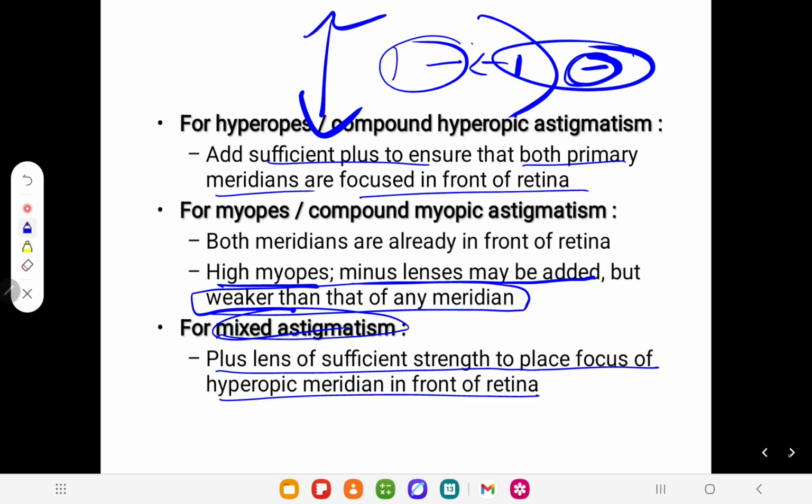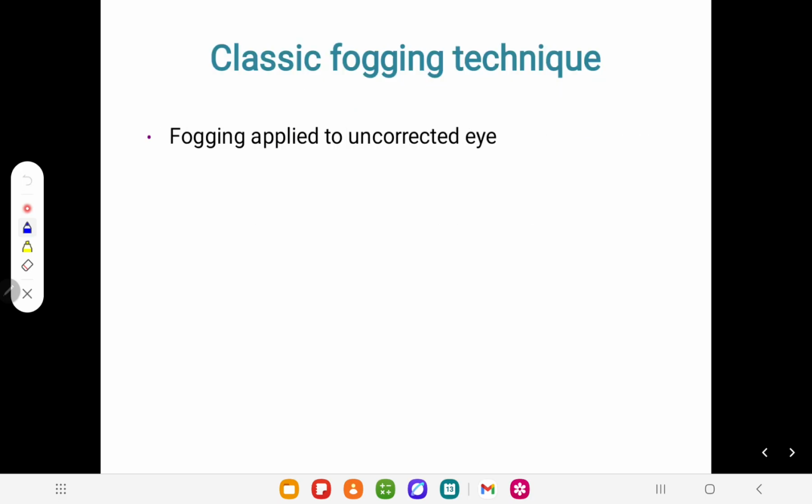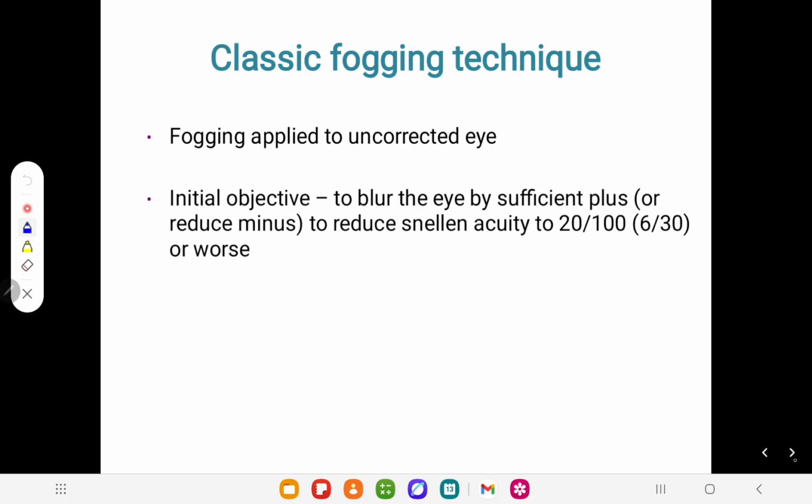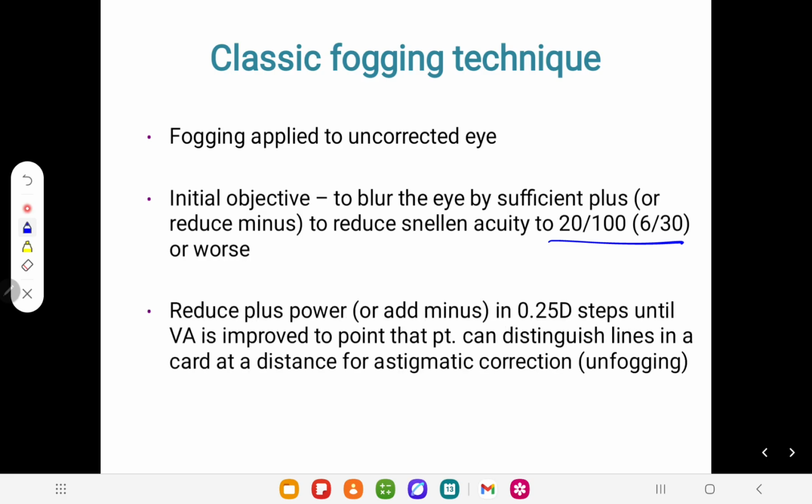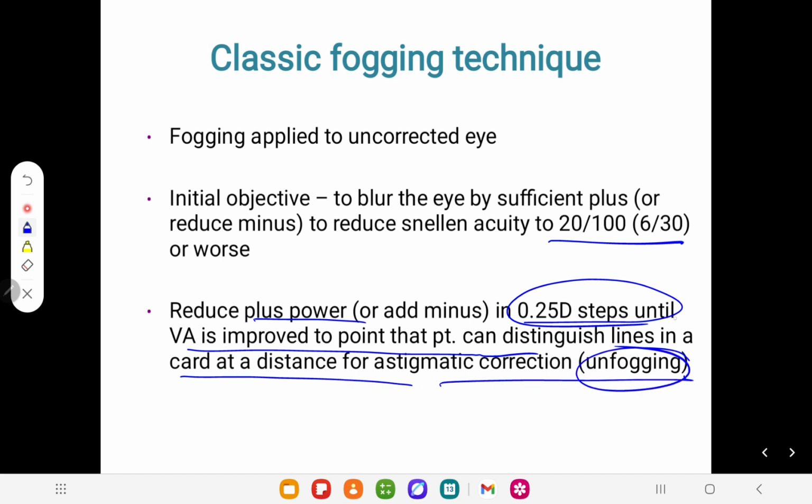That's the concept. Okay. So the classic fogging technique is that fogging is applied to the uncorrected eye. The initial objective is to blur the eye with sufficient plus, or reduce the minus, to reduce visual acuity to 6/36 or worse. Then reduce plus power, or add minus, in 0.25 steps until visual acuity improves and the patient can distinguish the astigmatic correction lines on the chart. So unfogging you have to do slowly, in 0.25 steps.